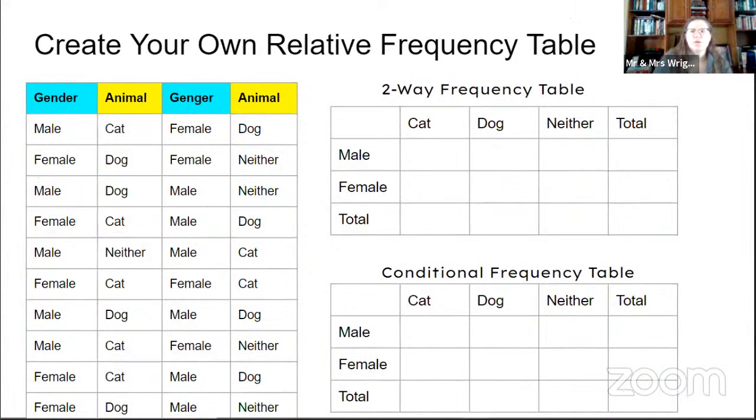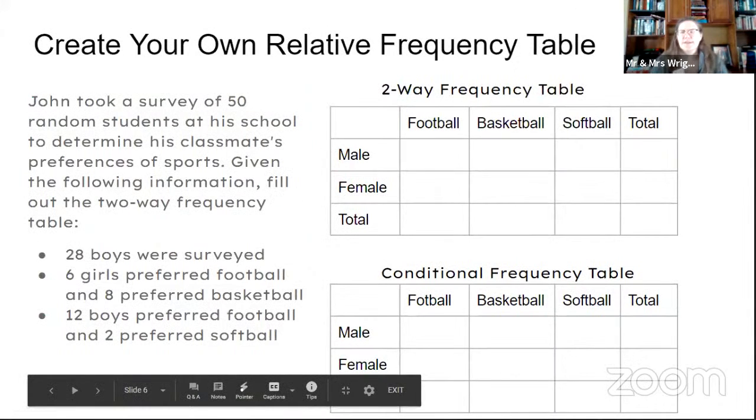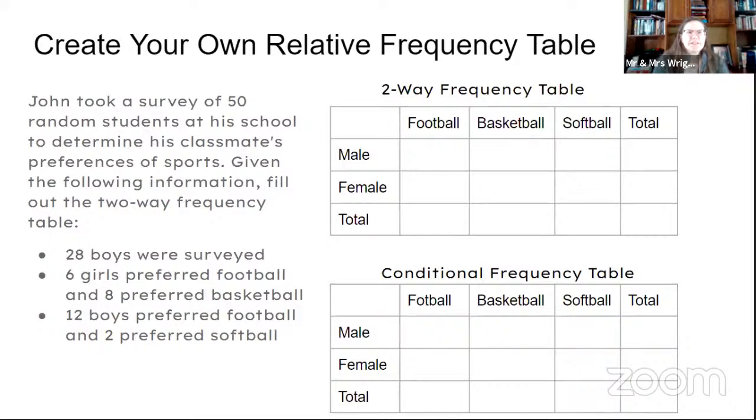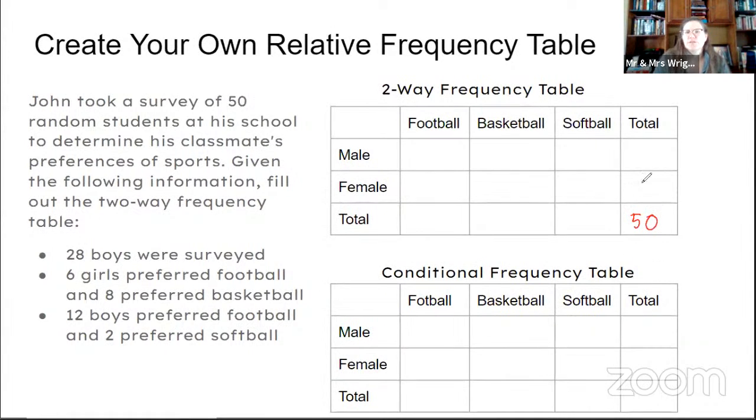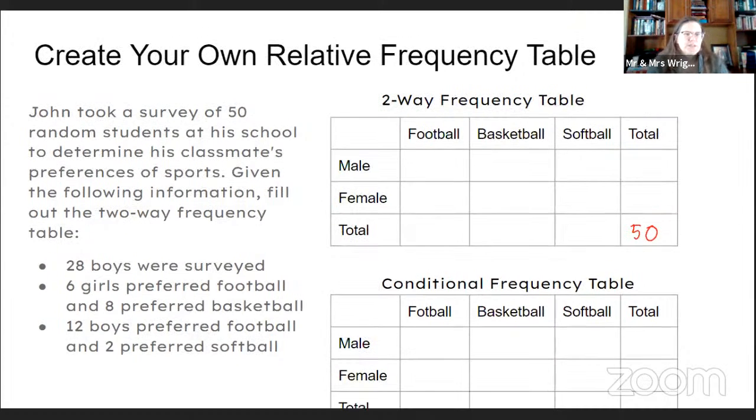I have one more for you to do. This one doesn't have a table of data. It just tells you. So John took a survey of 50 random students. Okay, I already have some information I can fill in, right? I have my grand total. There was 50 total students. So male and female together, there was 50 of them. At his school, to determine his classmates' preferences of sports, given the following information, fill out a two-way frequency table.